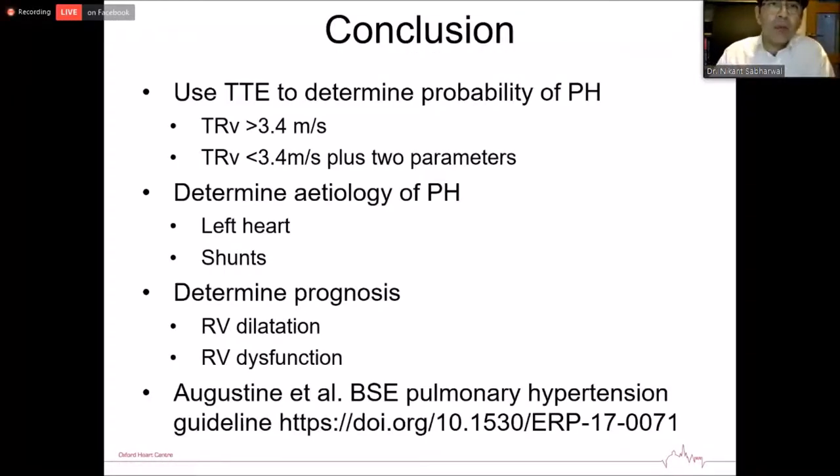So in conclusion, using echo, we're going to suggest we just determine a probability of pulmonary hypertension. We're not so interested in the absolute values of what we think the PA pressure is.